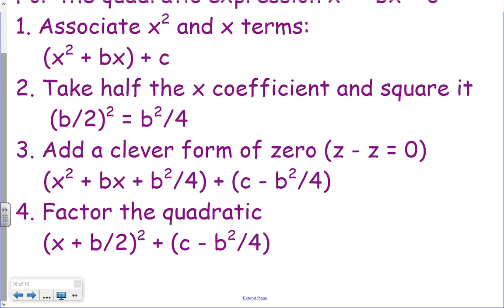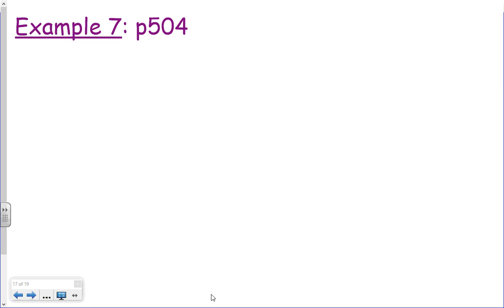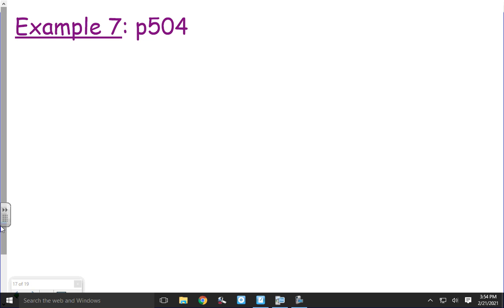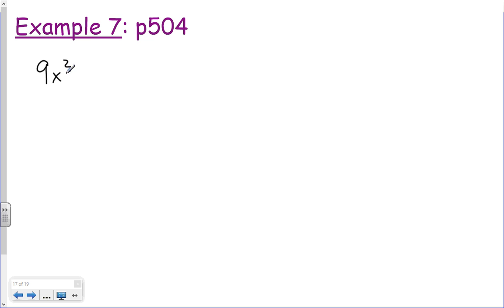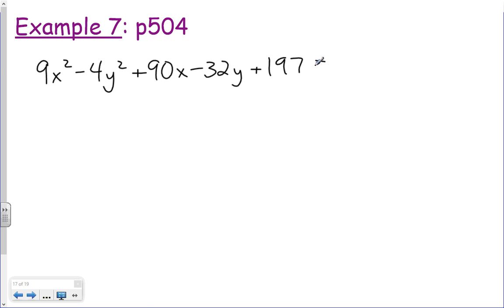All right, take a look at example 7 on page 504. It says transform the equation 9x squared minus 4y squared plus 90x minus 32y plus 197 equals 0 to the center radius form by completing the square. This is what we were just talking about. Let's write down this equation here: 9x squared minus 4y squared plus 90x minus 32y plus 197 is equal to 0. All right, so we've got ourselves the polynomial form.